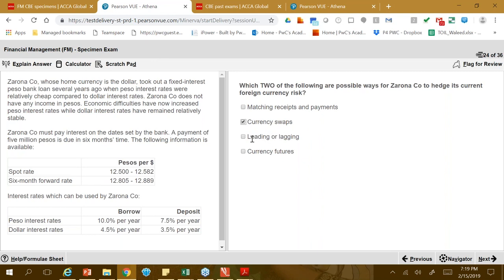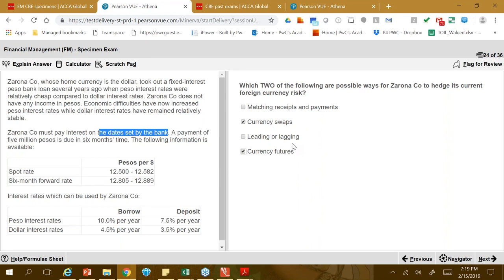We can't use that because the banks have set the dates which they wouldn't want to change, so we can't use that. Can we use currency futures? Yes, currency futures can be used as well. So if there was forwards, we could have used that, but here the choices were to take two.